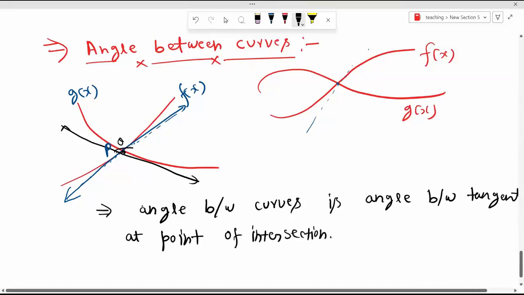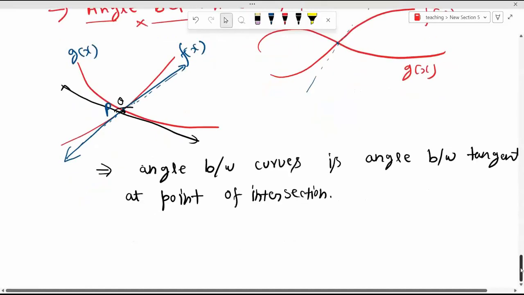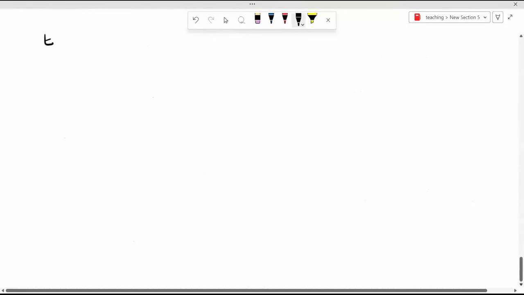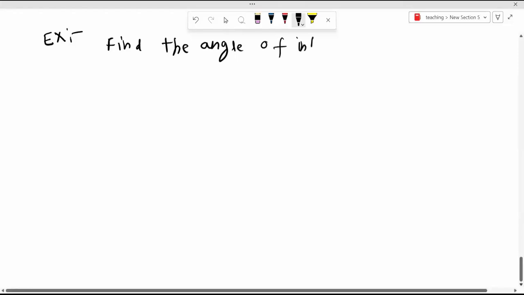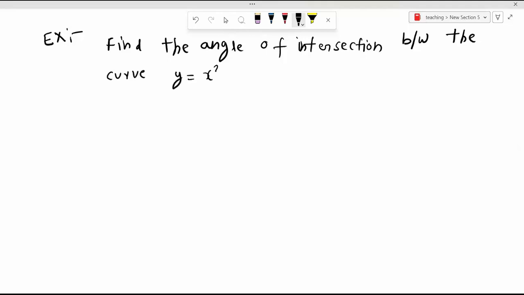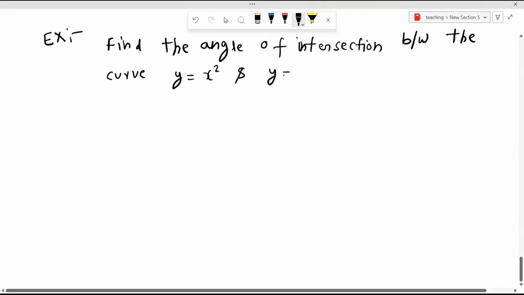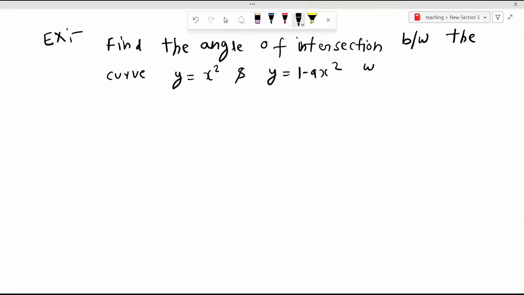Now we look at one example so we understand it more clearly. Our example is: find the angle of intersection between the curves y is equal to x square and y is equal to 1 minus a x square, where a is equal to 1 by 3.